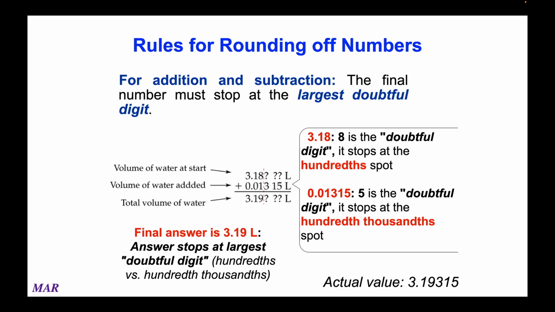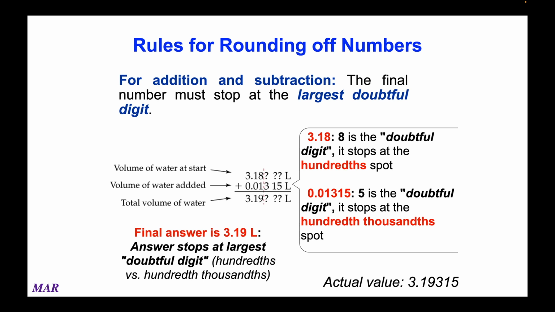And this is the joy of experimental science. You can only go with the values that you're given. So even though the 0.01315 had a lot more digits in it, we have no confidence in how to add that to 3.18, so we cut it off at 3.19. So doubtful digit is important when you add and subtract.